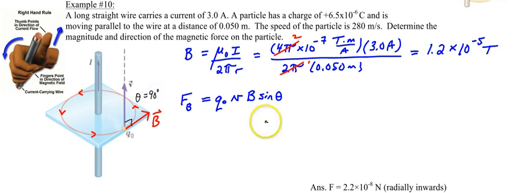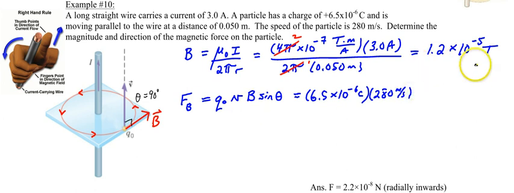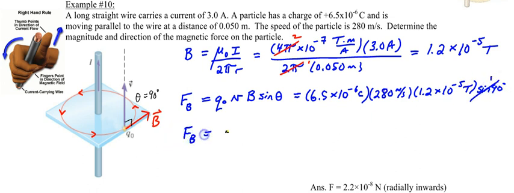And so now we're ready to substitute in, finding the magnitude of that force. Our charge is given as 6.5 times 10 to the power of negative 6 coulombs. Our velocity is 280 meters per second. The B field we just determined as 1.2 times 10 to the power of negative 5 Teslas. And the angle between the velocity and the B field is 90 degrees. And sine of 90 degrees, hopefully you recall, is just 1. So that should give you an answer of 2.184 times 10 to the power of negative 8 newtons.